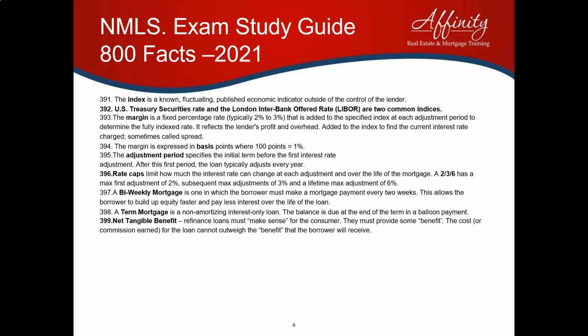of 6%. A biweekly mortgage is one in which the borrower must make a mortgage payment every 2 weeks. This allows the borrower to build up equity faster and pay less interest over the life of the loan. A term mortgage is a non-amortizing interest-only loan. The balance is due at the end of the term in a balloon payment.